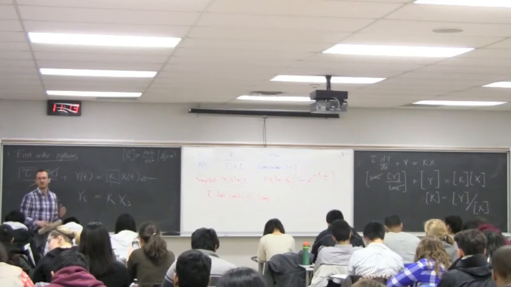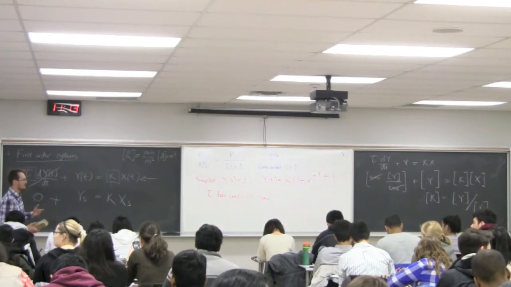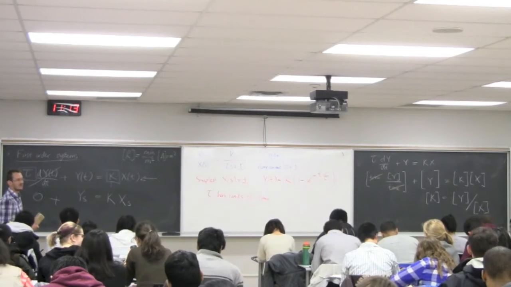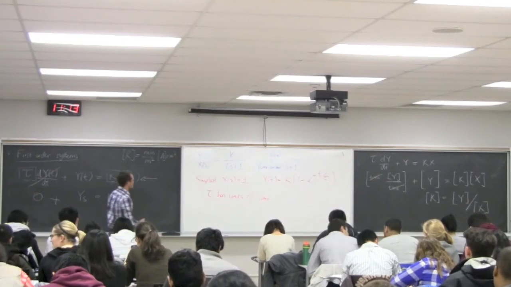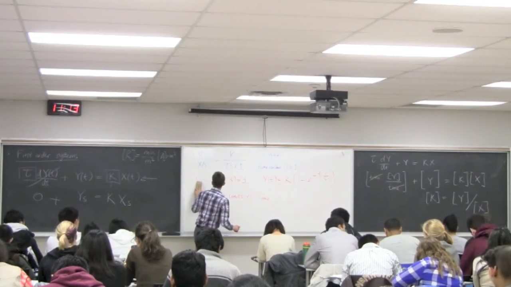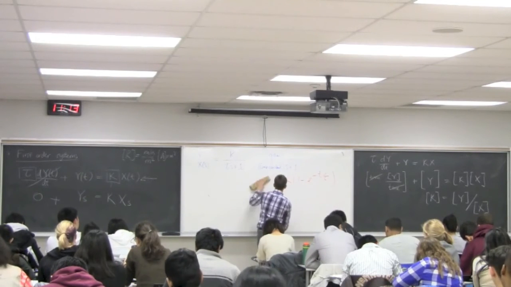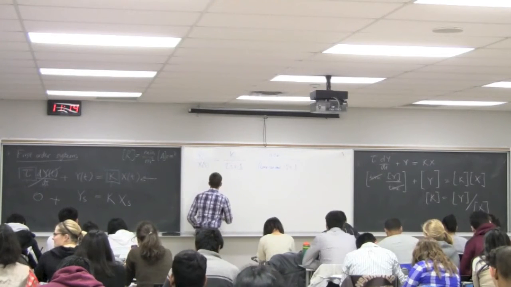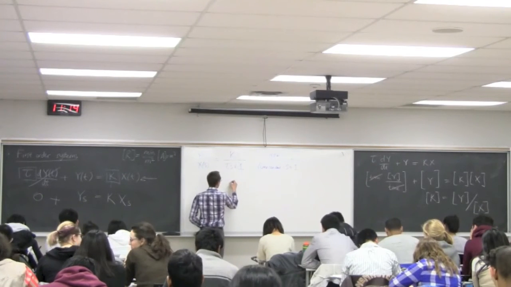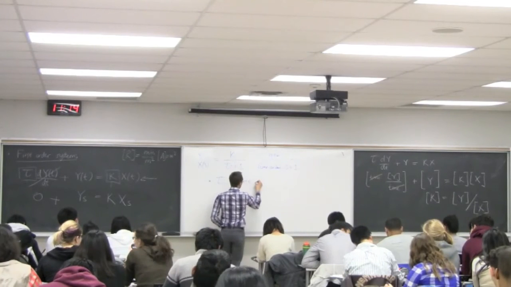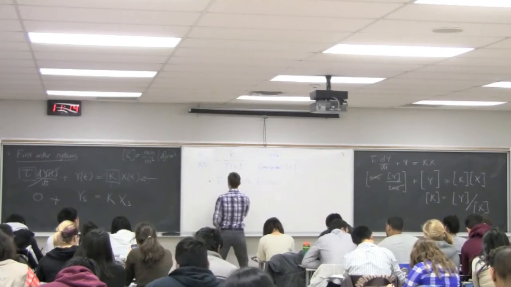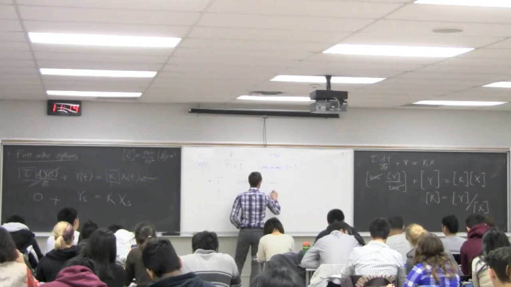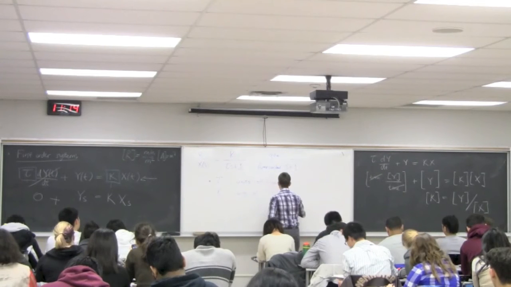Okay, it's a term from electrical engineering, the gain of the system, but it gives you an idea of what it's doing: how much the input is magnified to get the output. Tau has units of time, and the gain has units of y over units of x.